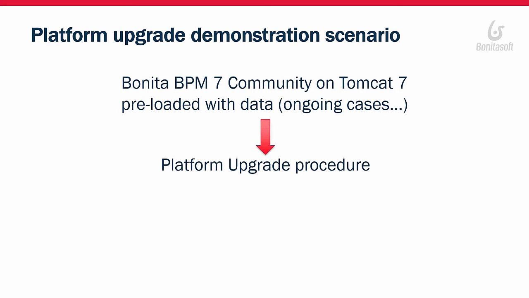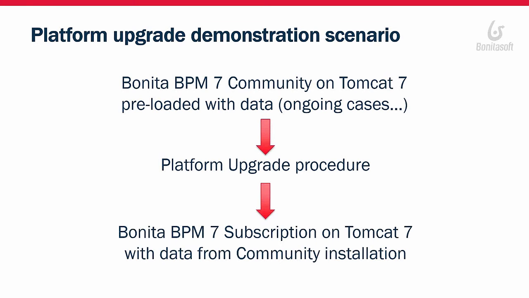So I will show you the different steps needed to upgrade the platform, and I will end up with the same platform running Bonita BPM 7 subscription, still on Tomcat 7. And we'll see that we have kept the data from the community installation and we'll be able to continue and resume the ongoing cases. So it seems simple like that, but you're going to see the different steps.